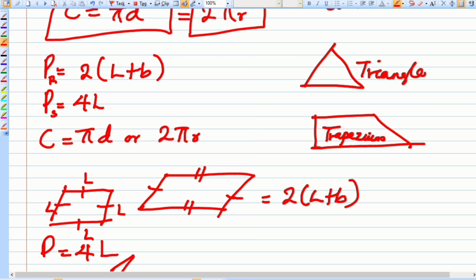So that is it for this part. In the next part of this topic, we are going to use these formulas we've derived to solve various questions on perimeter, even until getting the perimeter of compound shapes. That means 2 or more shapes joined together, and then we get the perimeter.